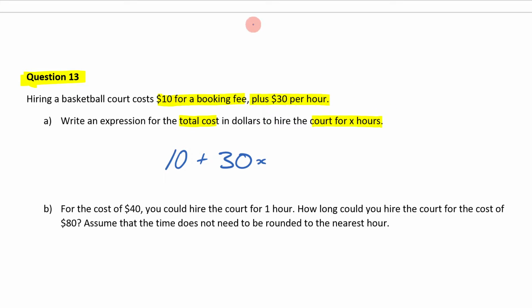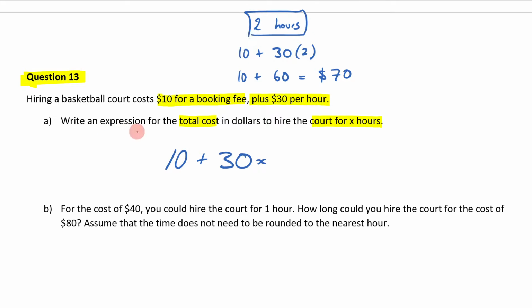Let's imagine that you wanted to use it for 2 hours. Well, that would be 10 plus 30. We'll put a 2 in there. It's going to be 10 plus 30 times 2 is 60. So it's going to cost you 60 plus 10. It's going to cost you a total of $70 if you were to use it for 2 hours. Now, we've written an expression here that allows us to calculate it for X amount of hours here.